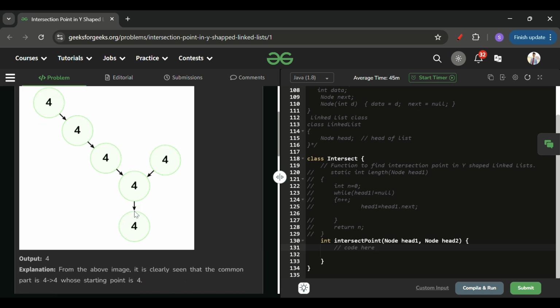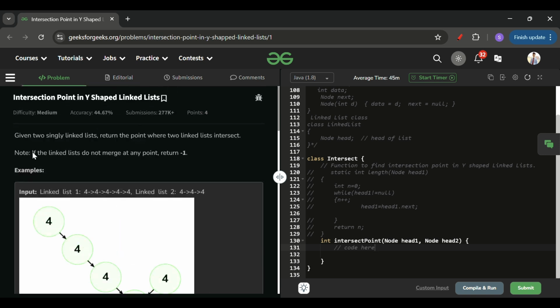And if the linked lists do not merge, if they are not merging at any point, I will return -1. So that is it, guys. We will be given two singly linked lists, and we have to return the point where the two linked lists intersect. I hope the problem statement is clear.